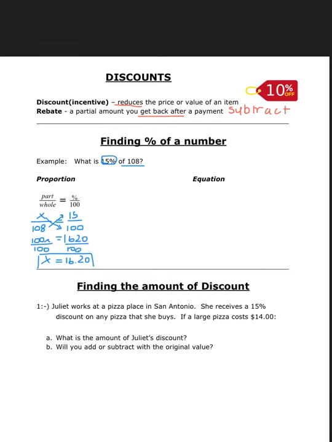Now for the equation, remember our setup. Percent of a number equals the part or the amount of. So the percent is 15. This time it has to be a decimal, so that would make it 0.15. Move your decimal 2 places. If it's 15%, move your decimal, which is here, 2 places to the left, times the number we're multiplying with, which is 108. Calculate that and you'll get 16.20 also.